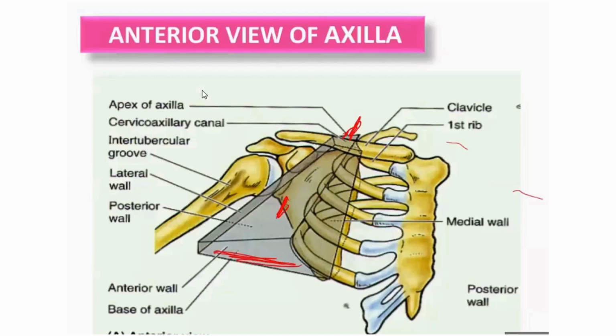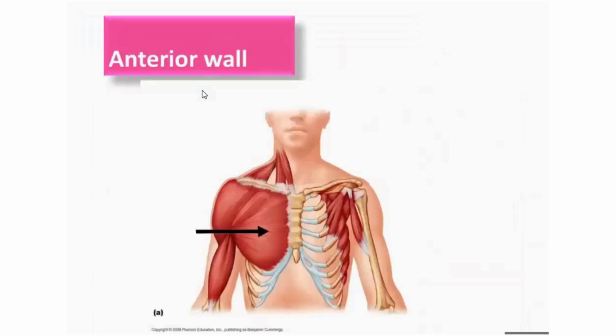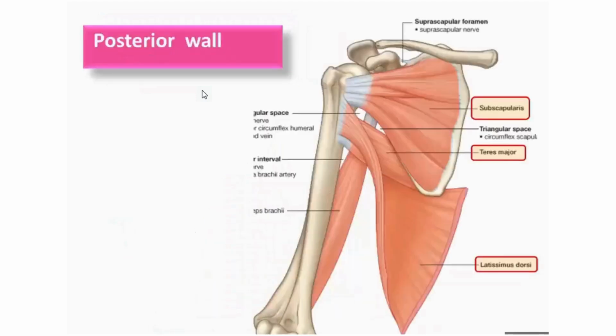The anterior wall is formed by what muscle? See the picture: pectoralis major. The posterior wall is formed by subscapularis, teres major, and latissimus dorsi. Anterior, posterior, apex, base, medial wall, lateral wall. The lateral wall is nothing but what bone? Humerus. If you adduct, it absolutely forms the wall of the axilla. If you abduct, the wall is not defined.